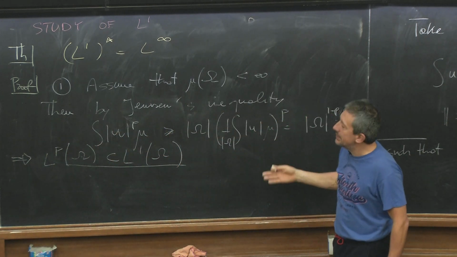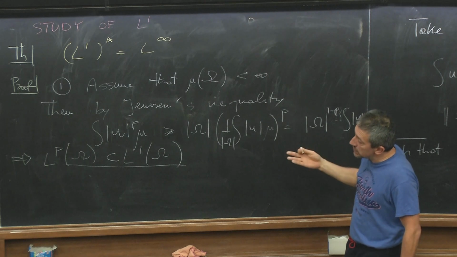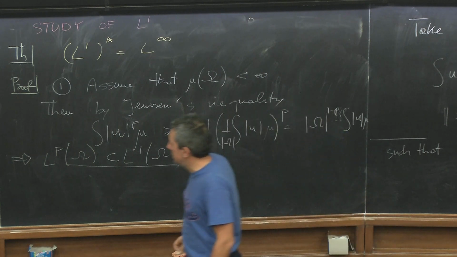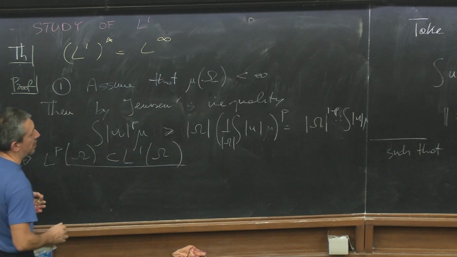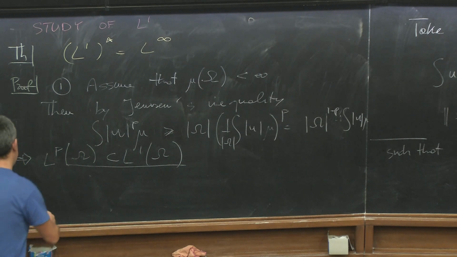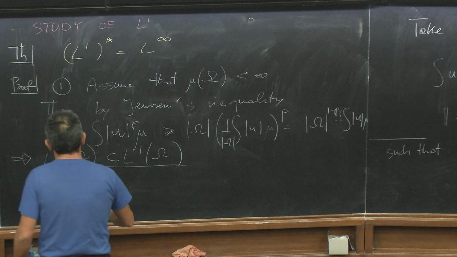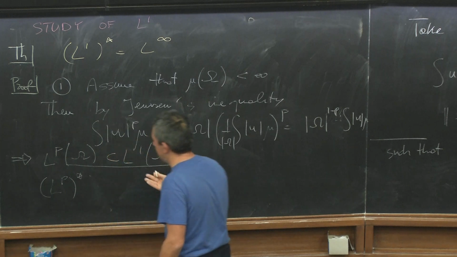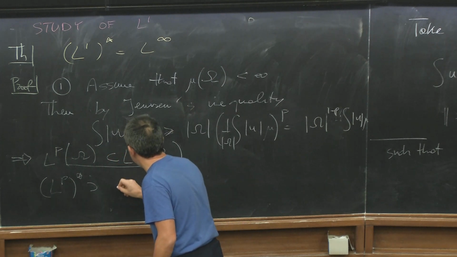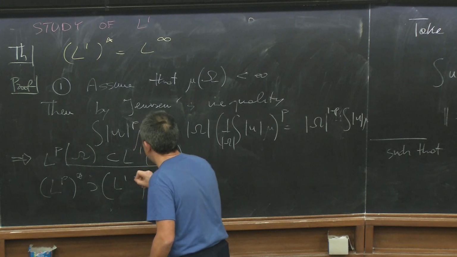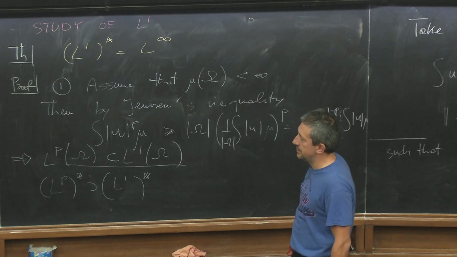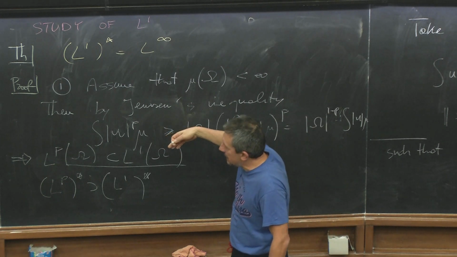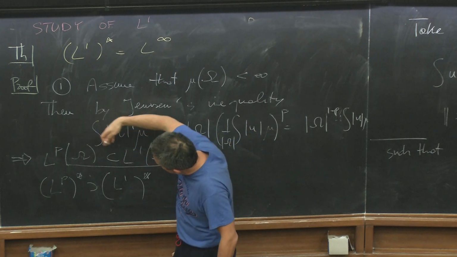So why do I need this estimate, for example, L2? Simply because for LP I know already what is the dual. Because now I have an estimate on the norm, so what does it mean? It means that the dual of LP star contains the dual of L1, because any dual function here can be considered as a linear functional over LP.